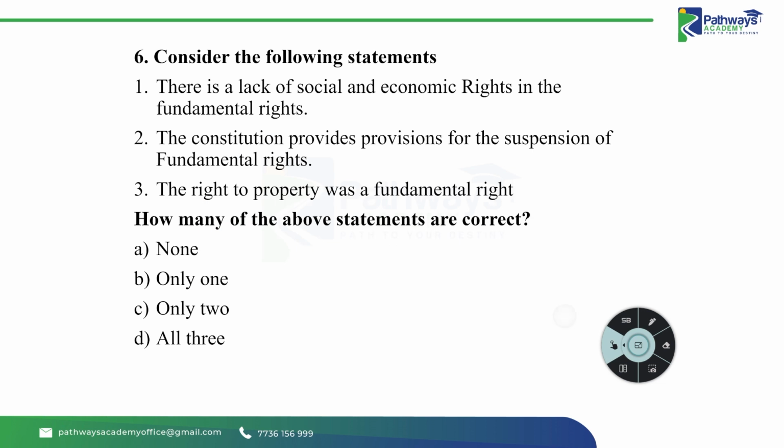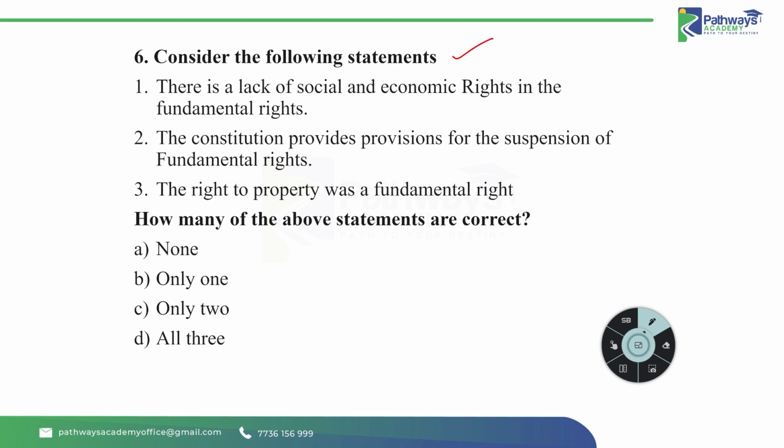Fine. The next one, consider the following statements. Number 1, there is a lack of social and economic rights in fundamental rights. Very good. The Constitution provides provisions for the suspension of fundamental rights. Fantastic. The right to property was a fundamental right. How many of the above statements are correct? What do you need to choose? The correct statements, isn't it?